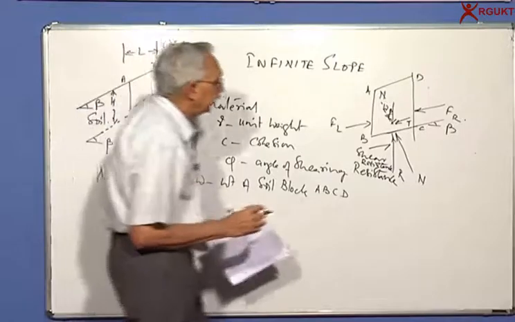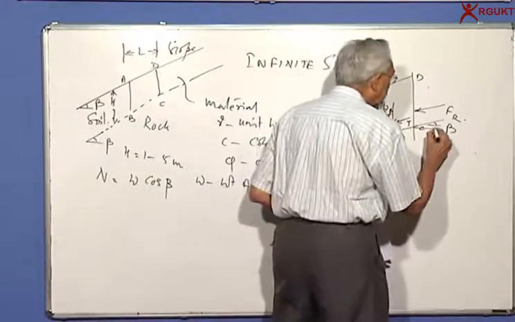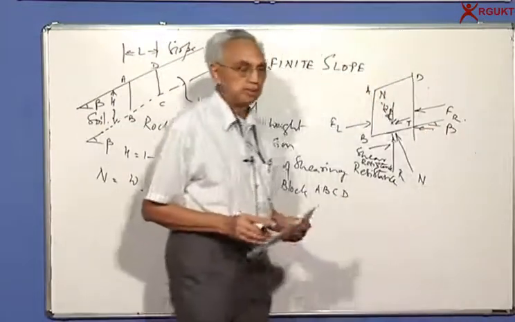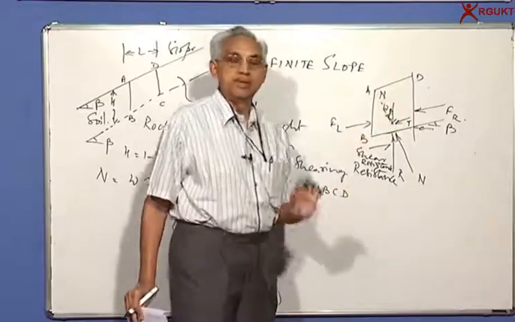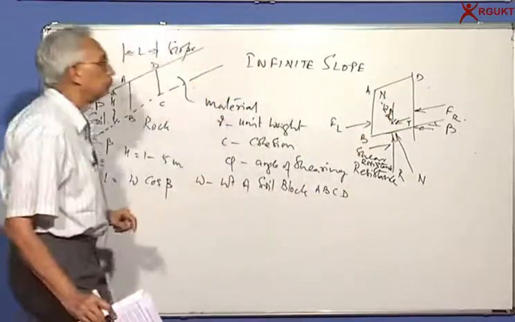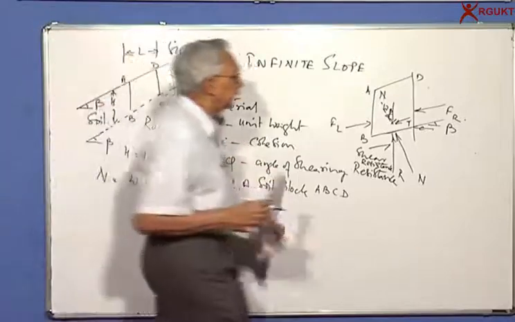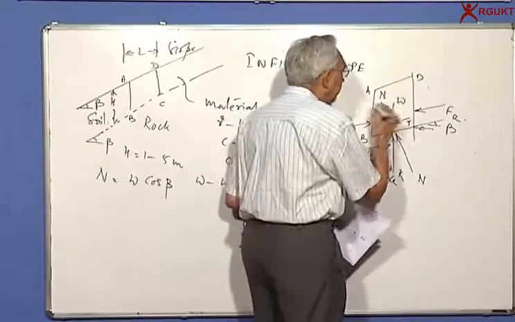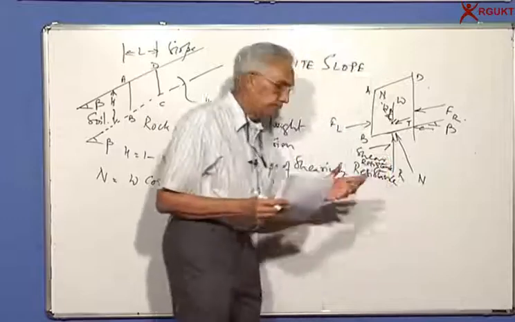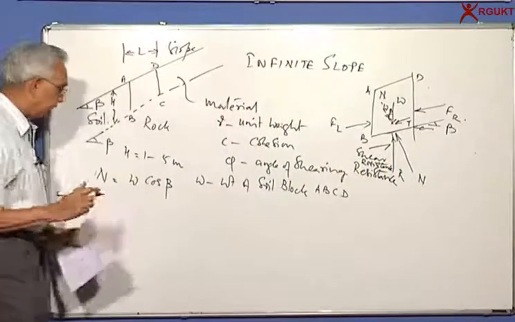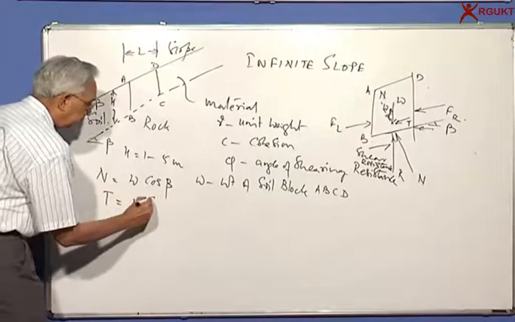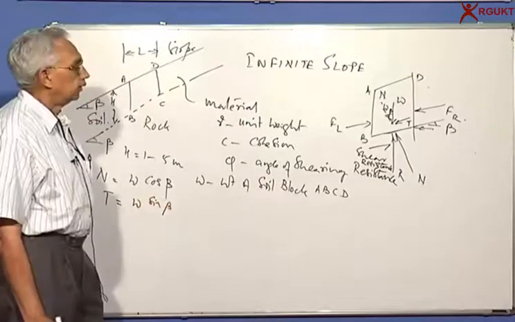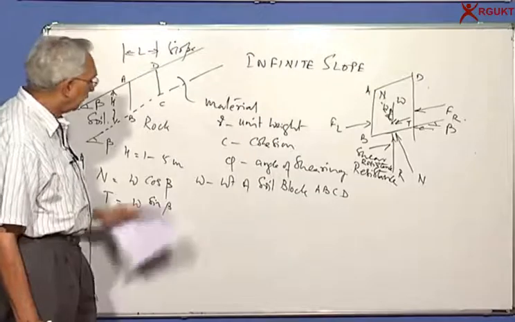You can see that the angle between the horizontal and the bottom of the slope is beta. So the angle between the vertical and the normal will also be equal to beta. So when I resolve the force W here along the normal, the angle is beta, so it becomes W cos beta. Whereas the tangential force T will be equal to W sin beta.